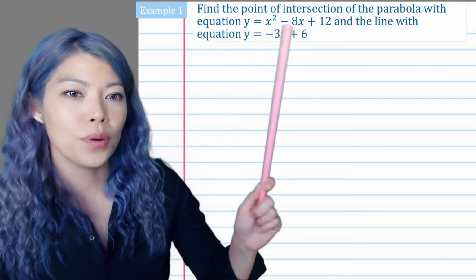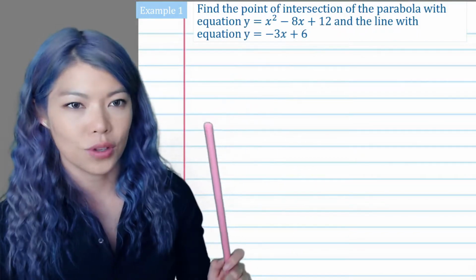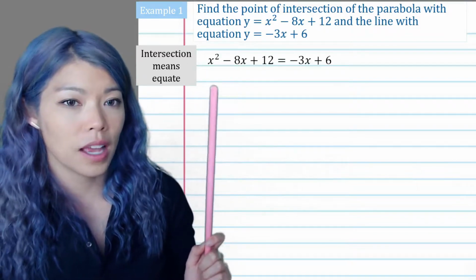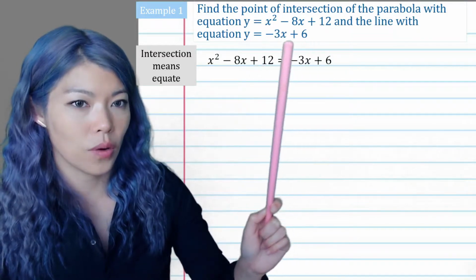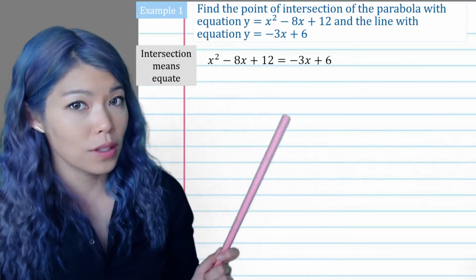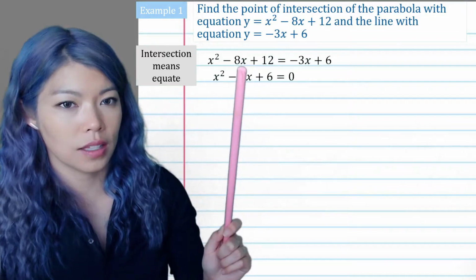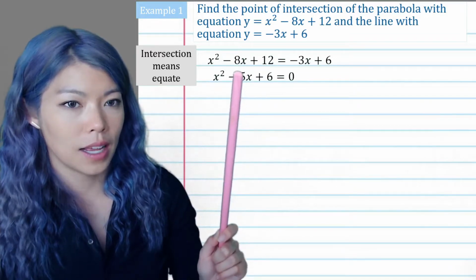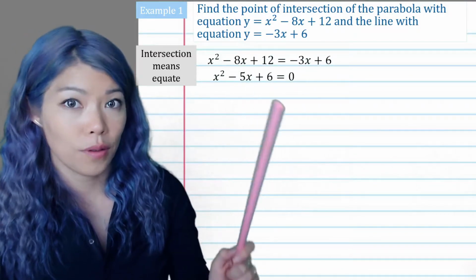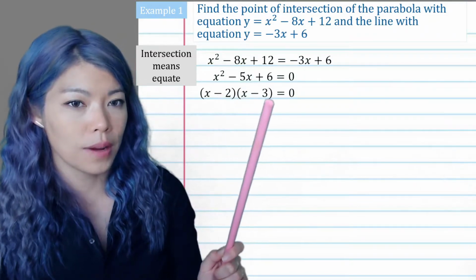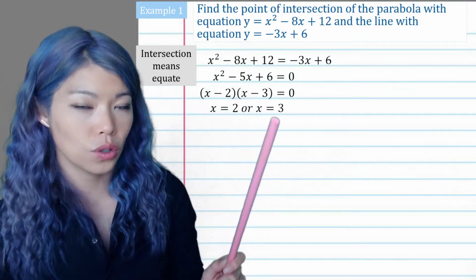Example 1. Find the point of intersection of the parabola with equation y = x squared minus 8x plus 12 and the line with equation y = minus 3x plus 6. Let's do it. So the intersection means equate. We let x squared minus 8x plus 12 equal minus 3x plus 6, and all we have to do is solve. The x squared stays there, bring the minus 3x to the other side, becomes minus 8x plus 3x is minus 5x, then 12 minus 6 is 6. Now we factorize and we have 2 and 3. So now we get x is equal to 2 and x is equal to 3.